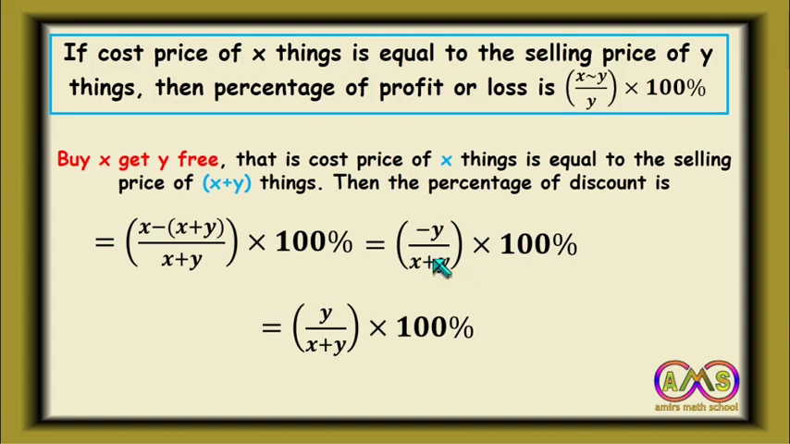Since this one is a discount, the value will be negative. If we avoid the negative value, then we get the formula Y divided by X plus Y times 100%. If you want to know the details about this formula, you can see the profit and loss video of Amish Math School, where we discuss this formula in detail.